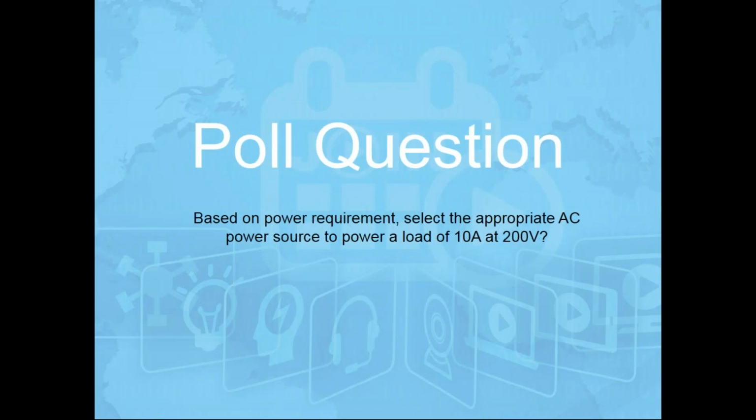So this brings us to our second poll question. I hope everybody was paying attention to what I just described. We're going to put up a question based on the power requirements of having 200 volts and 10 amps: what power supply would you choose? Your options are listed here as a 1 kVA power supply, 2000 VA, 3000 VA, 4000 VA, or 18,000 VA power supply. So I'll have Amanda put up the poll question now.